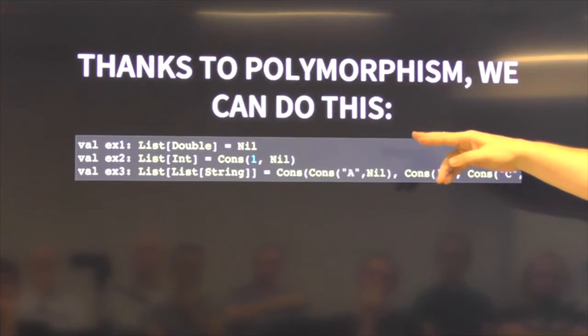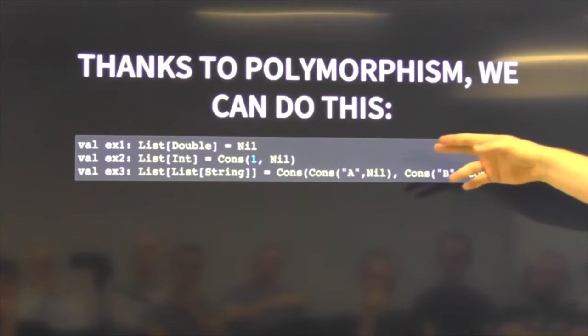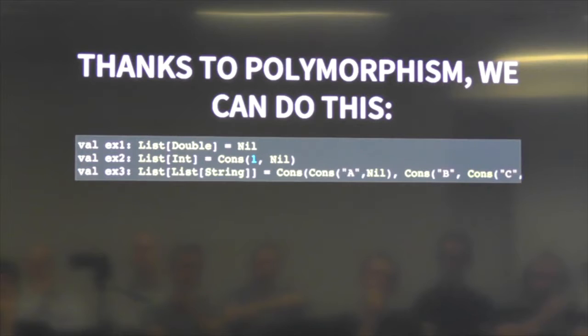The colon List[Double] is a type annotation in Scala. So when you write val A colon and then a type name, that means you want to actually specify the type. You're not going to use type inference. You're going to say, I want this type to be this.